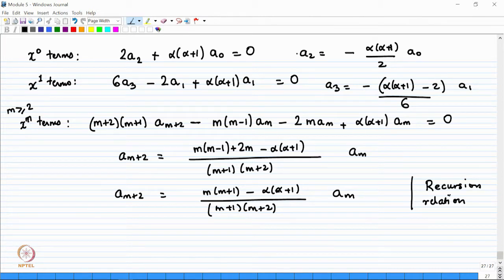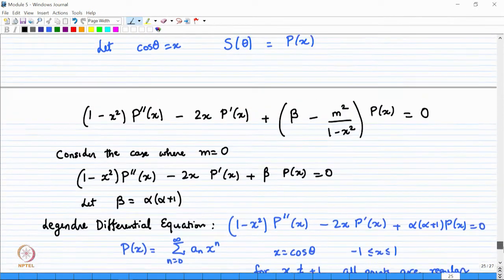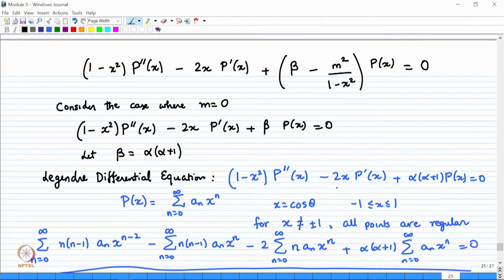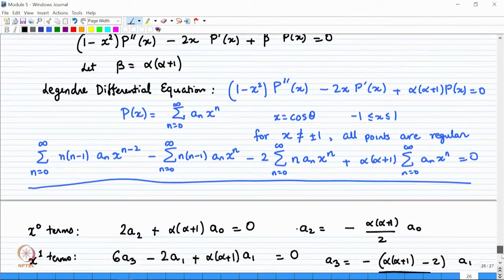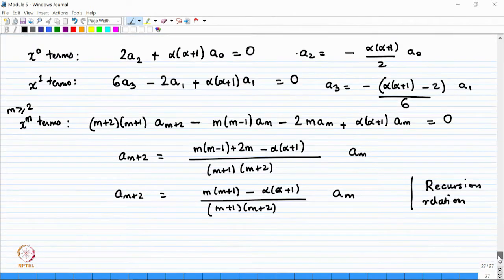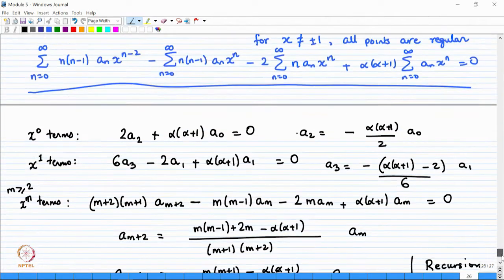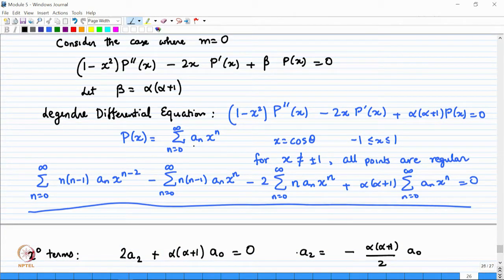And notice this is a recursion relation of this differential equation, the Legendre differential equation. So, we had the Legendre differential equation, we made this substitution, and then what we noticed was that when we use the power series method, we get a recursion relation that relates the coefficients.